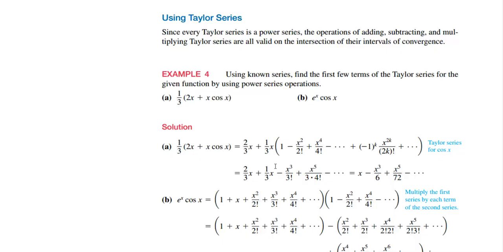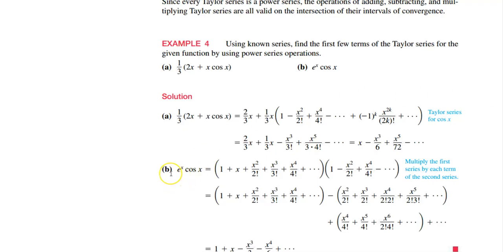For the second one, we'll do a similar thing: e to the x cosine of x. Well, we've already defined e to the x as a Taylor series before.